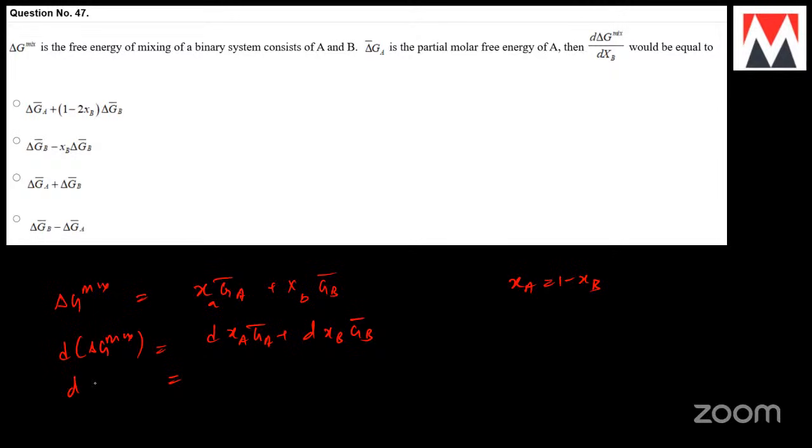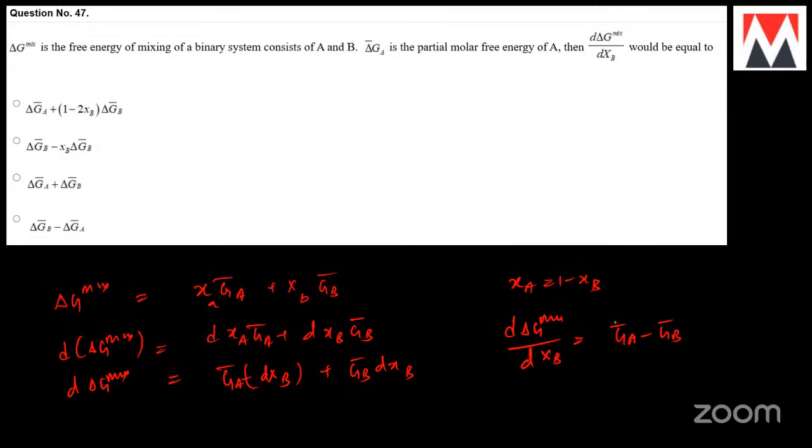So if you put it here, you will get dou delta G mixing by dou XB is equal to GA bar minus dXB plus GB bar dXB. So it is d delta G mixing with respect to dou XB is equal to GB bar minus GA bar. So it is delta GB bar minus GA bar.